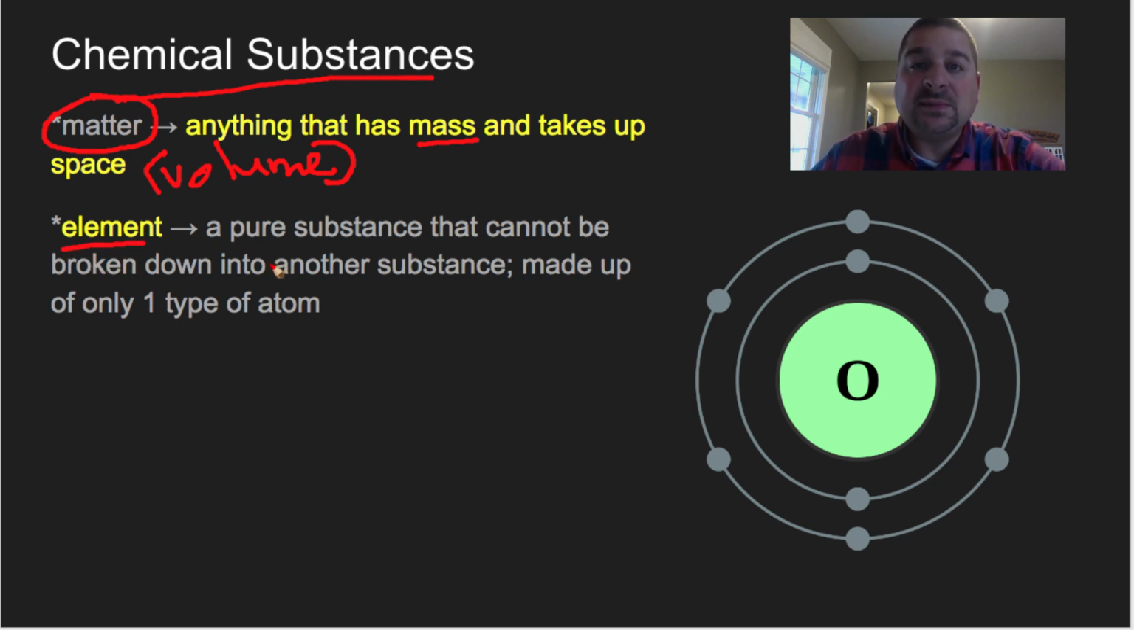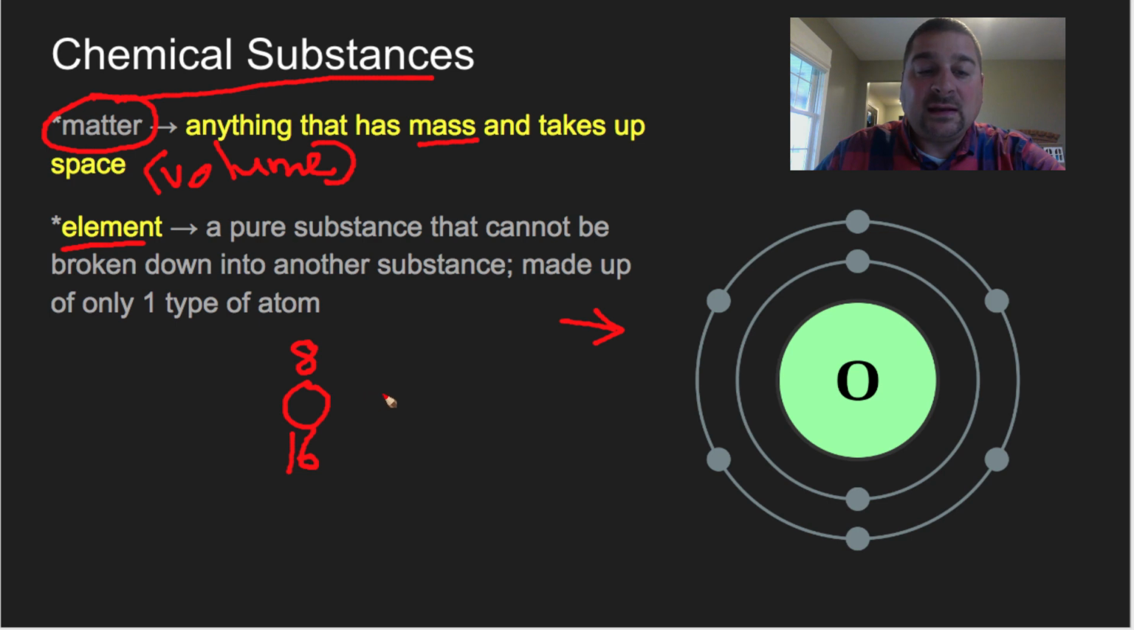An element is a pure substance that cannot be broken down into another substance. It's the smallest particle of that substance that still has properties of that substance. For example, over here we have oxygen. Oxygen has an atomic number of 8 and atomic mass of 16.